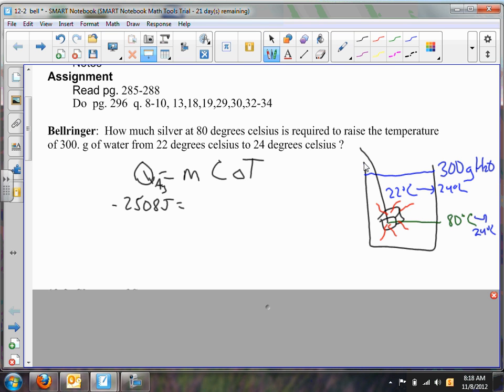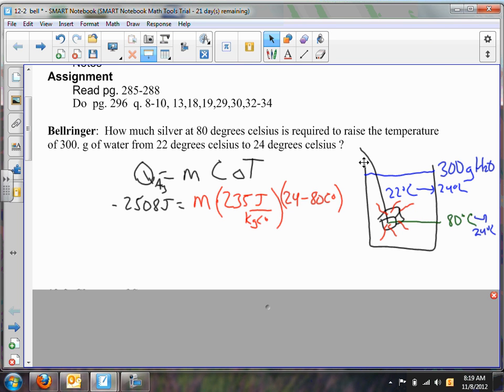And I'm going to work backwards. The mass of the silver, I don't know. The specific heat of silver, we can look up in your textbook. The constant is 235 joules per kilogram Celsius degree. And the change in temperature, the final was 24, and it started at 80. So 24 minus 80 gives you a negative temperature change. You have a negative heat there. The negatives will cancel out.